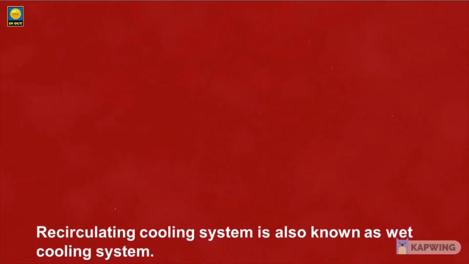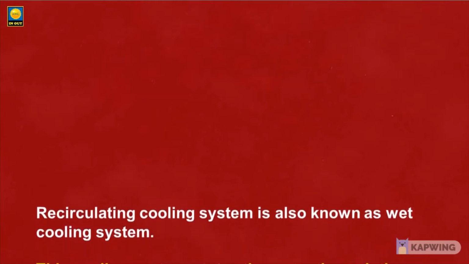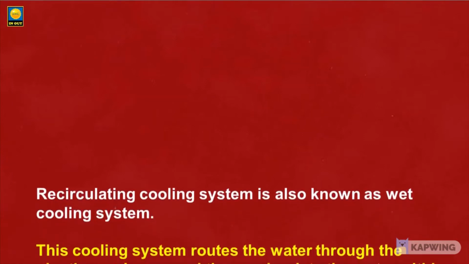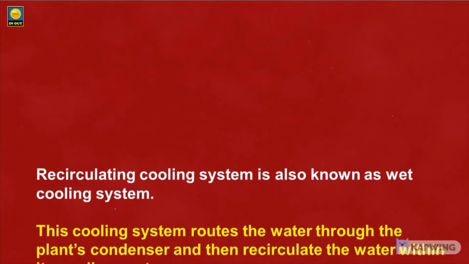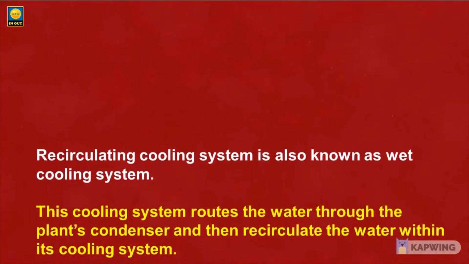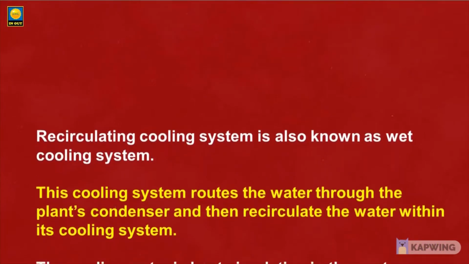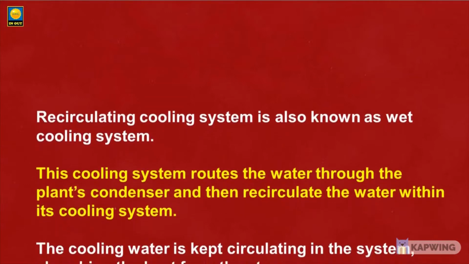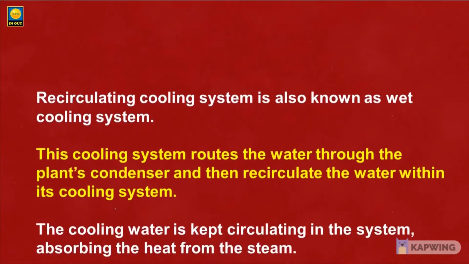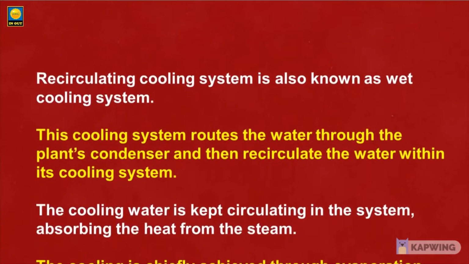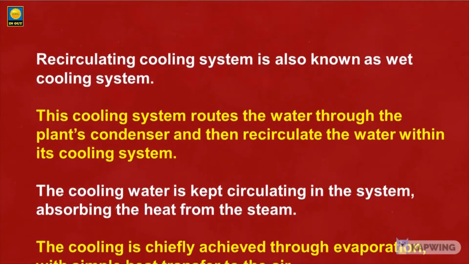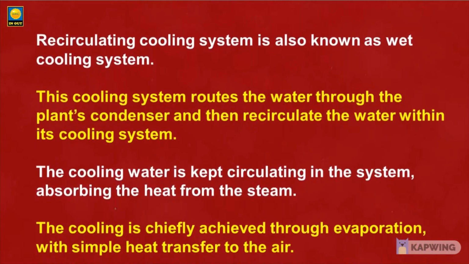Recirculating cooling system is also known as wet cooling system. This cooling system routes the water through the plant's condenser and then recirculates the water within its cooling system. The cooling water is kept circulating in the system, absorbing the heat from the steam. The cooling is chiefly achieved through evaporation, with simple heat transfer to the air.